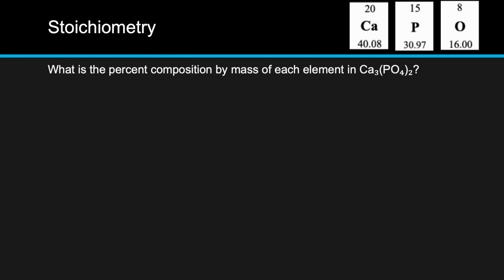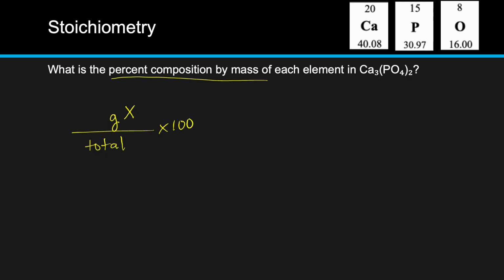What is the percent composition by mass of each element in calcium phosphate? Whenever you're doing percent by mass, it's the mass of whatever element you are looking for divided by the total mass of the compound and then multiplied by 100. So we are doing calcium phosphate. Our first step is to get the total mass, so we're going to get the total molar mass.